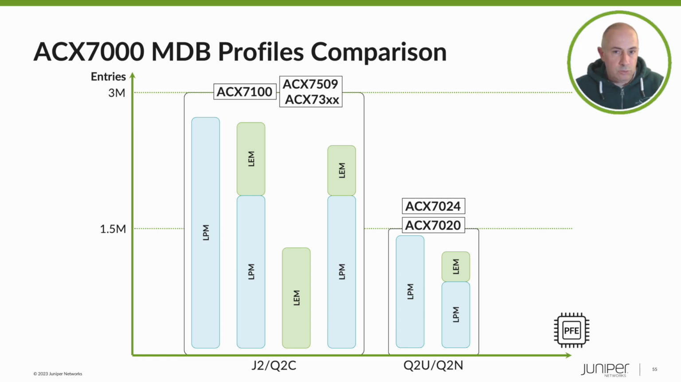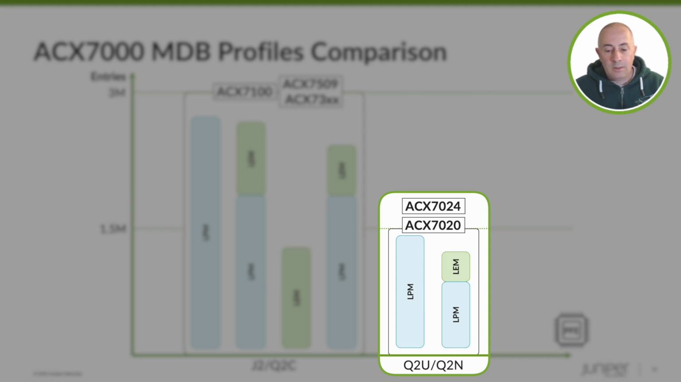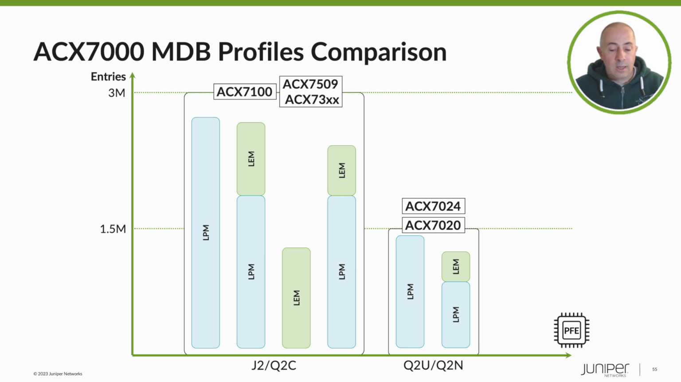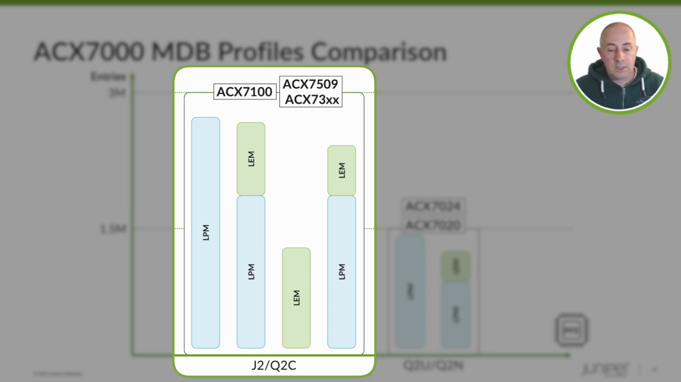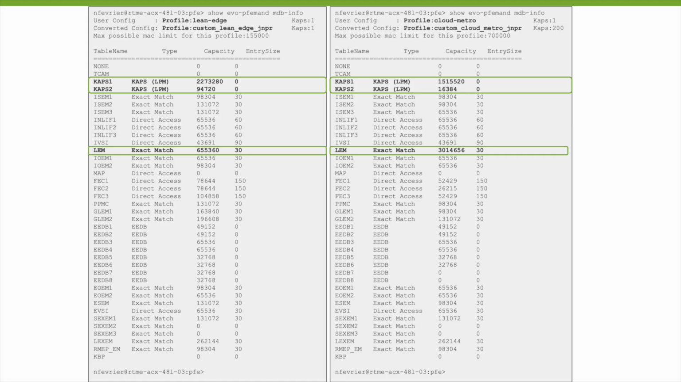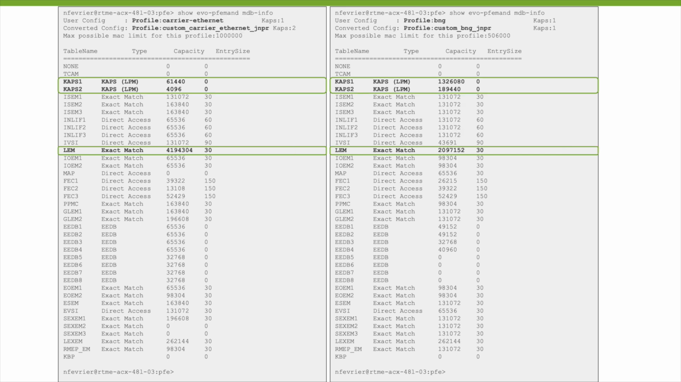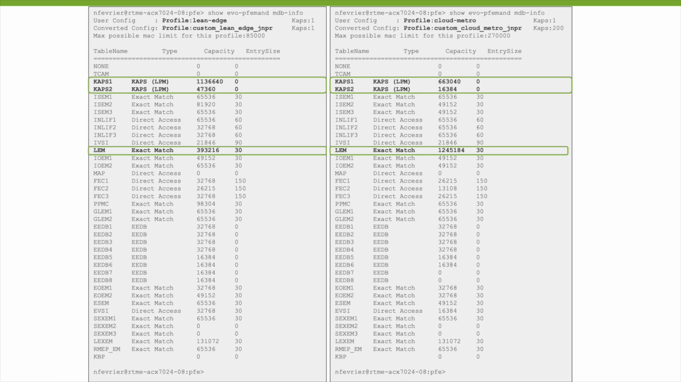The MDB comes in two sizes, and depending on the chipset, you will have on the Q2U and Q2N an MDB of 1.5 million entries, and on the other chipsets, the J2 and Q2C that we are using, it will be a 3 million entry MDB. And what I'm showing here is the different distributions, and we call them profiles. It's a very good way to specialize the routers in a given role. When you want to be more L2 specialized or more L3 specialized, you can decide to allocate different sizes for LEM, LPM, etc. We are also going to change the way it is working significantly starting from 23.3.